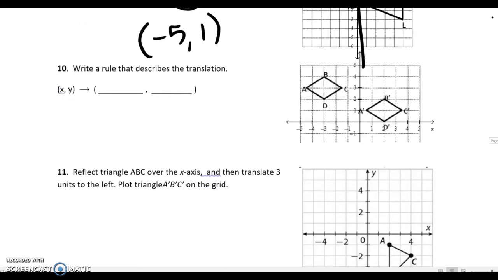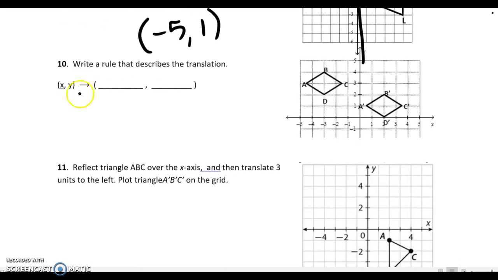Write a rule that describes the translation. So they're already giving it to you with the arrow and all that. So all you have to do is just follow it. Pick any point. I'm going to pick B or D because C and A, they look too hard. So B moves to the right in a positive direction. So count 1, 2, 3, 4, 5. And then it goes down 2.